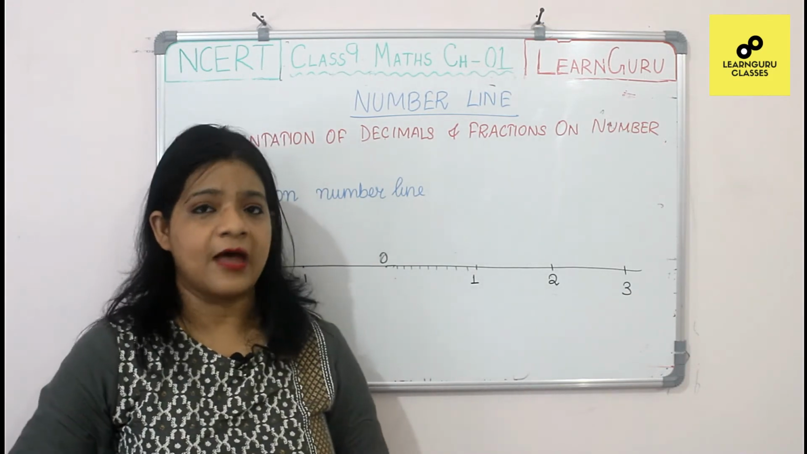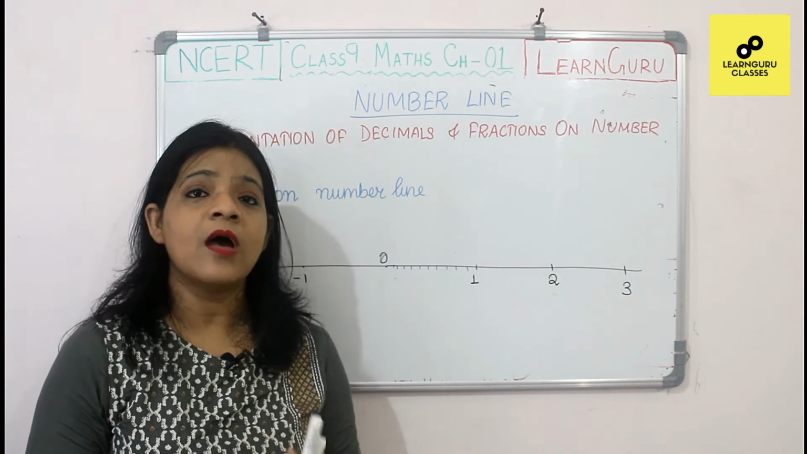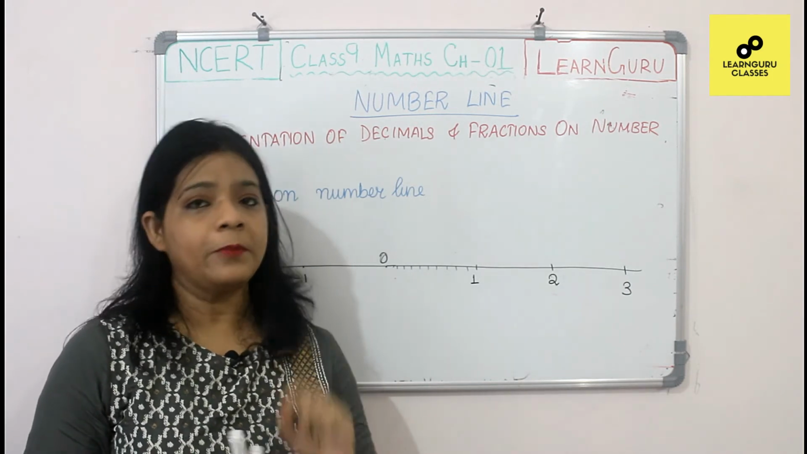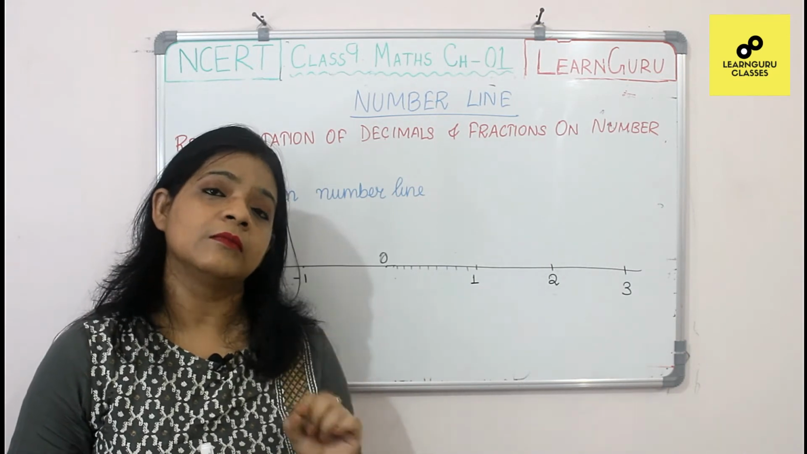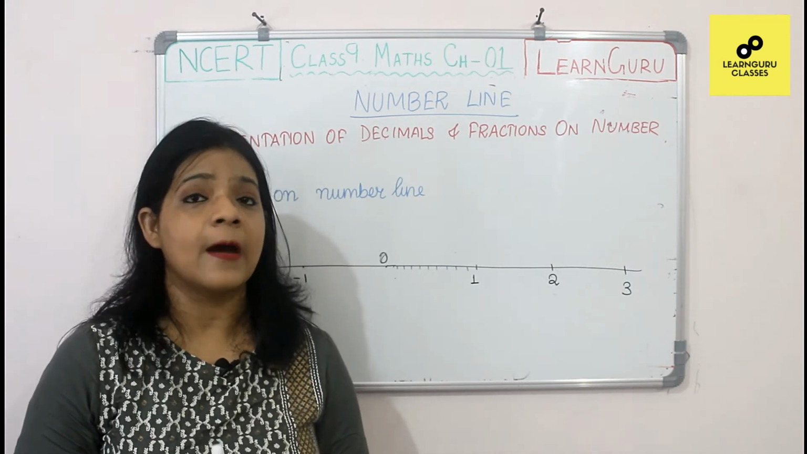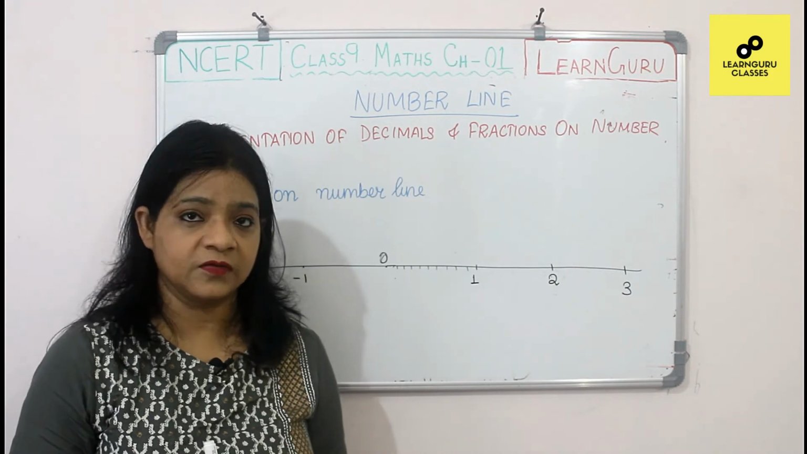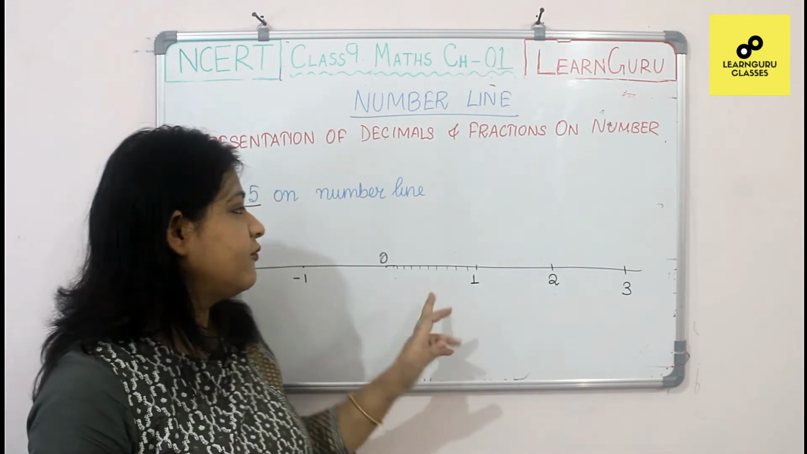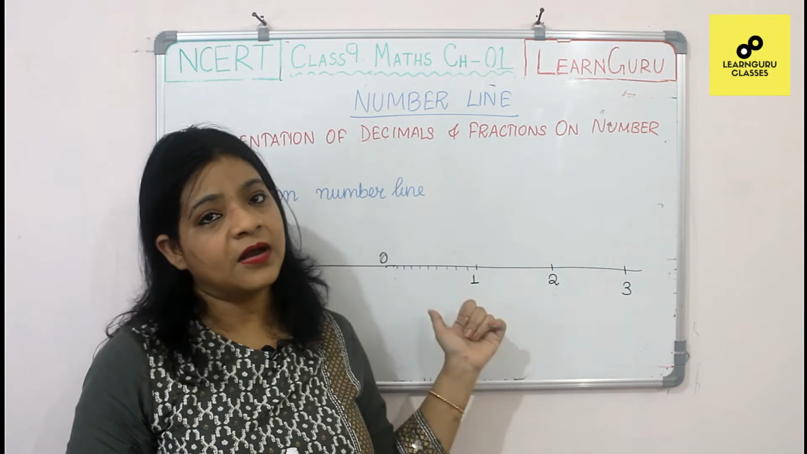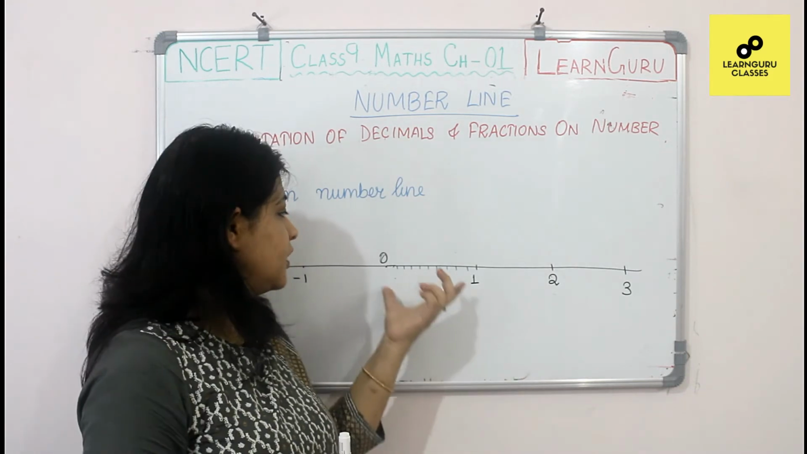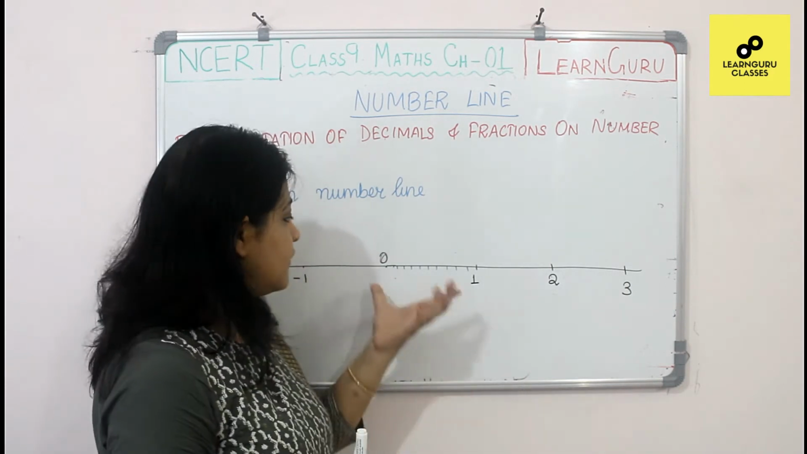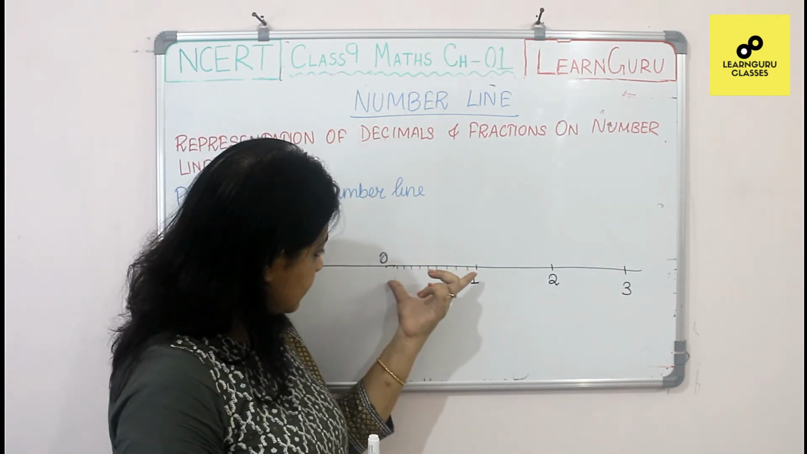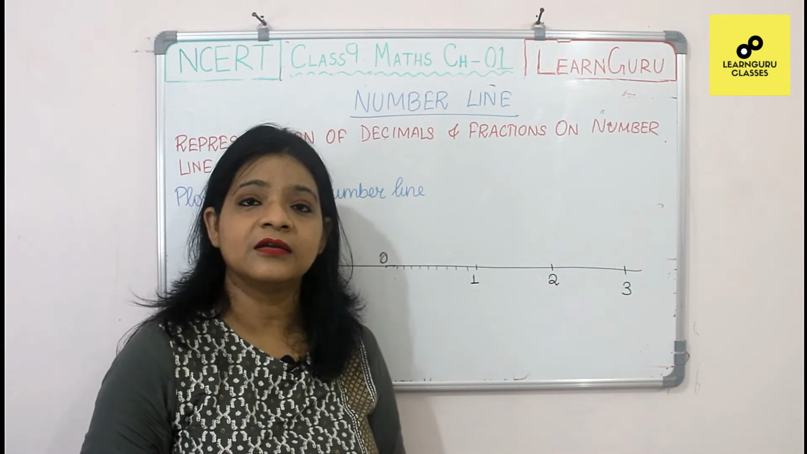First of all you have to locate where to place 0.5 on the number line, between which numbers. Obviously 0.5 is less than 1 but greater than 0, so it should be in between 0 and 1. Now the location between 0 and 1 has been identified.